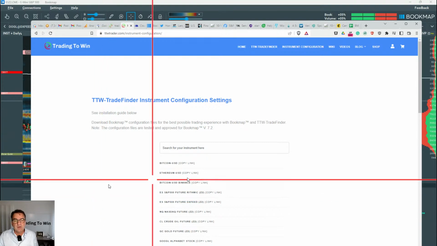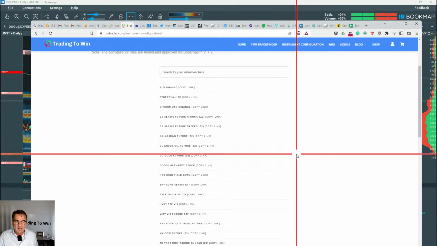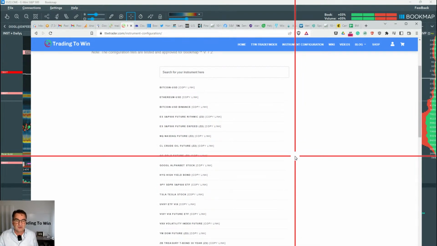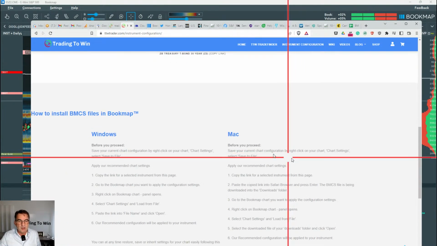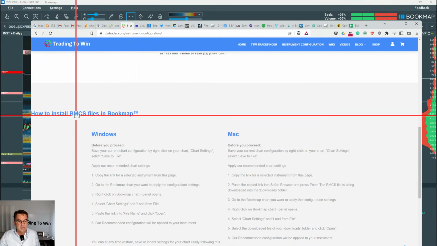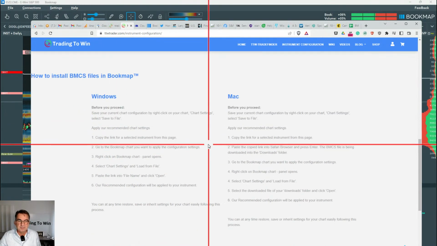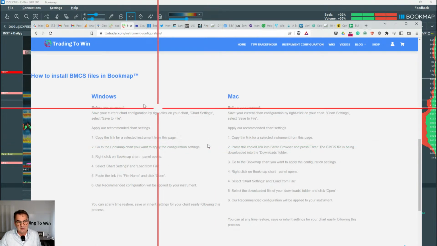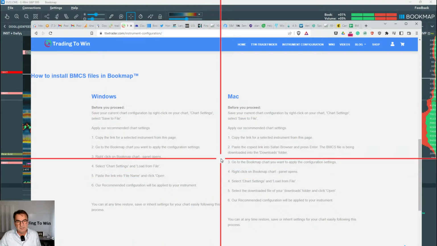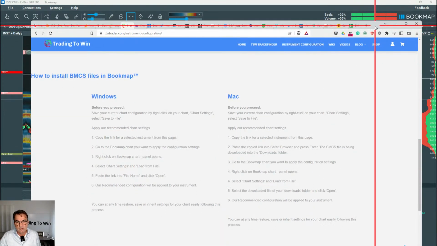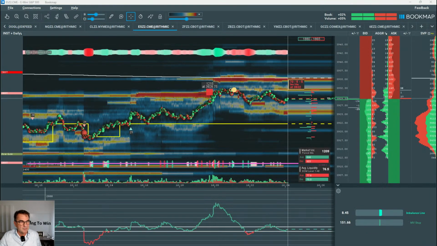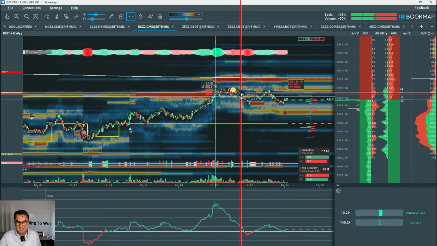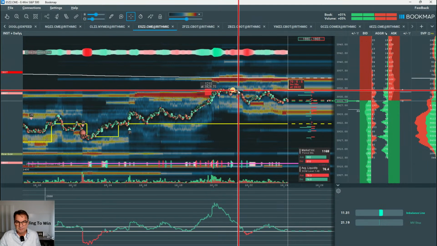TradeFinder instrument configuration settings. These are the newest so-called BMCS files, or configuration files. Please follow the instructions below on how to install BMCS files in Bookmap. It's very, very easy. Please follow the settings here and you will immediately get the same setup.